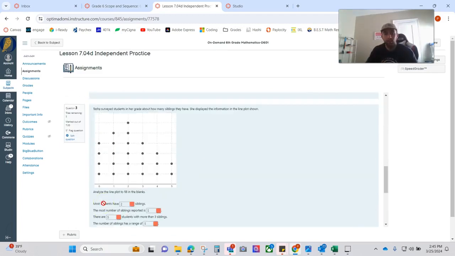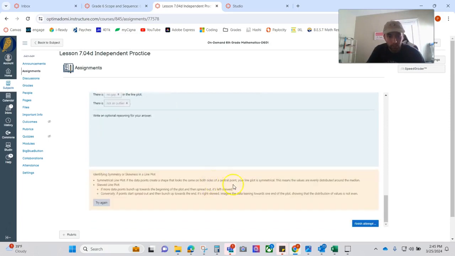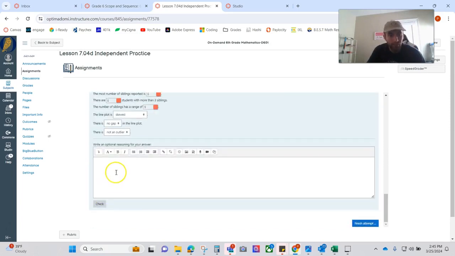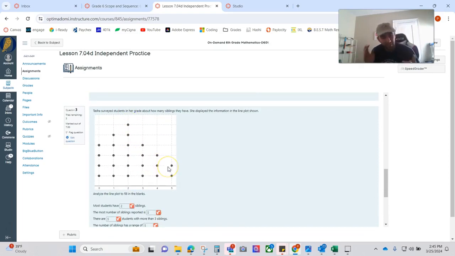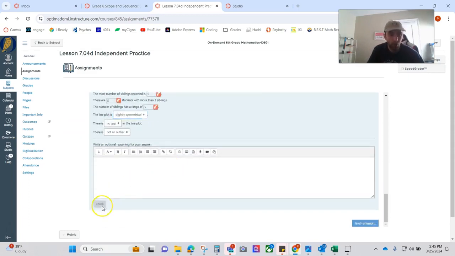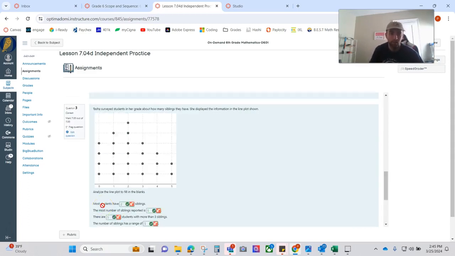Okay, let's see if it's skewed or not. Okay, turns out it is not skewed. It is slightly symmetrical, so it's not perfectly the same if I cut it down the middle, but almost is what this question is saying. It's almost symmetrical. All right.